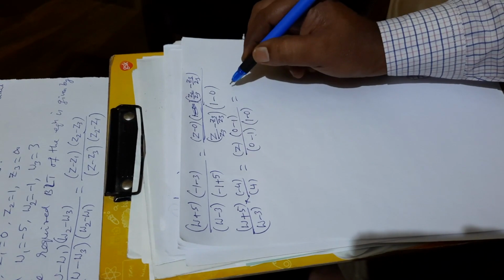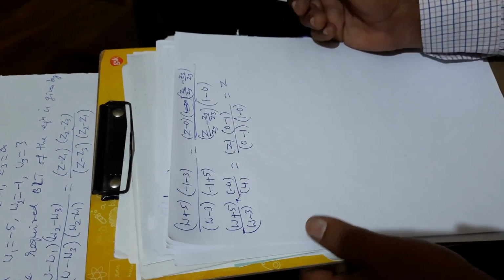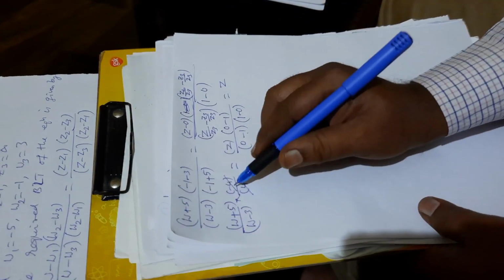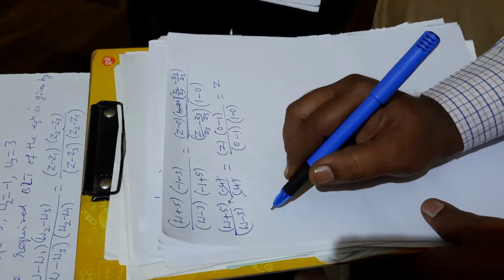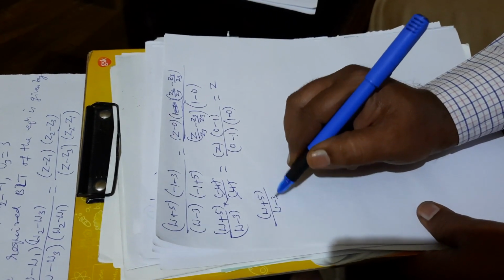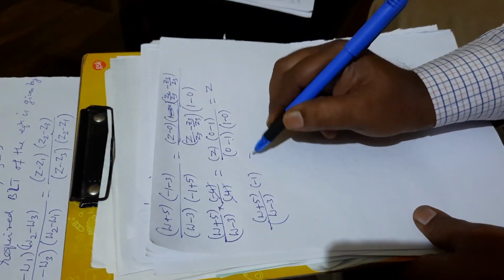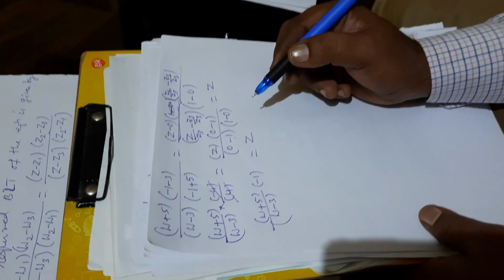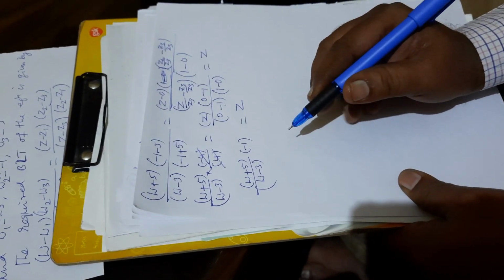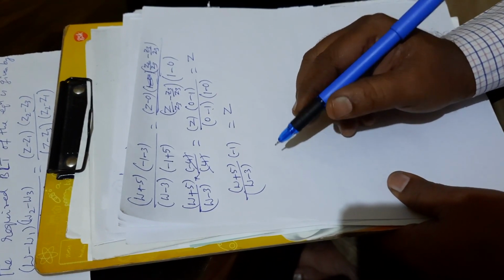This gets cancelled. Z is there. Here also 4 gets cancelled. Here minus is there. So (W plus 5) divided by (W minus 3) equals minus into Z. Next, find out the bilinear transformation.